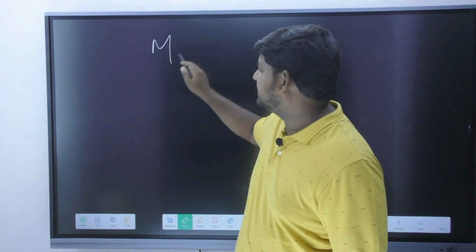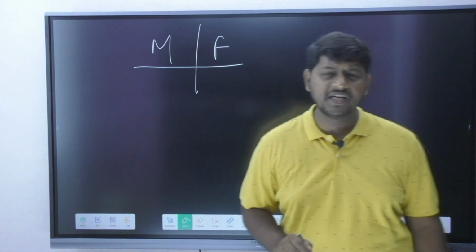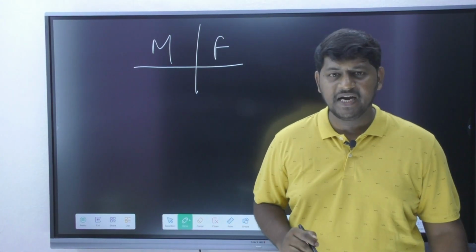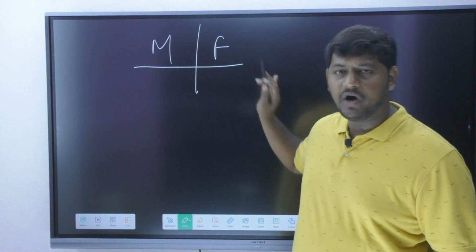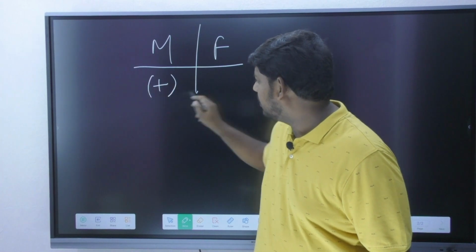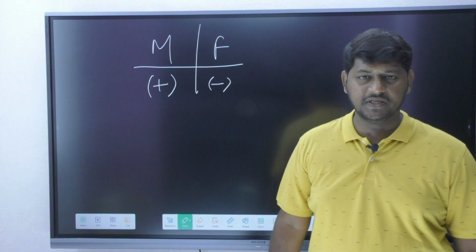Gender information, there are only two genders, that is male as well as female. Now the representation is also very important over here. How do you represent male and female? By writing M or F? No, we always use the mathematical symbols in order to represent the information of that particular person's gender.